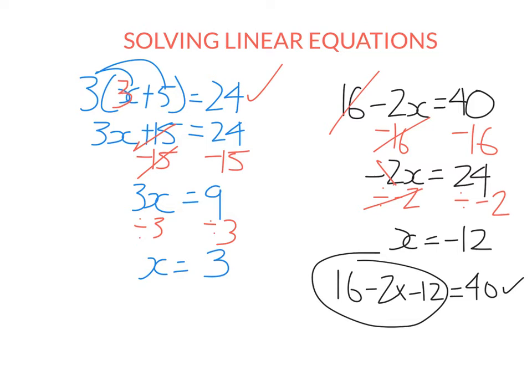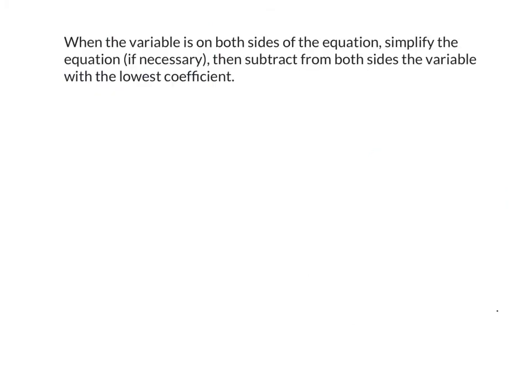Now let's look quickly at examples where the pronumeral is on both sides of the equation. So when the pronumeral is on both sides of the equation, you may need to simplify the equation first, but then what you always need to do is subtract the variable or pronumeral, the letter, with the lowest coefficient. Let's look at what I mean by that.